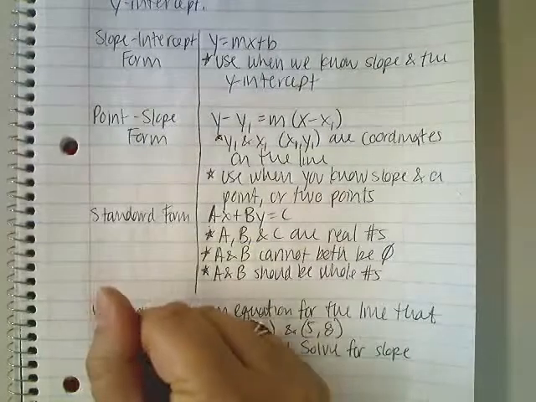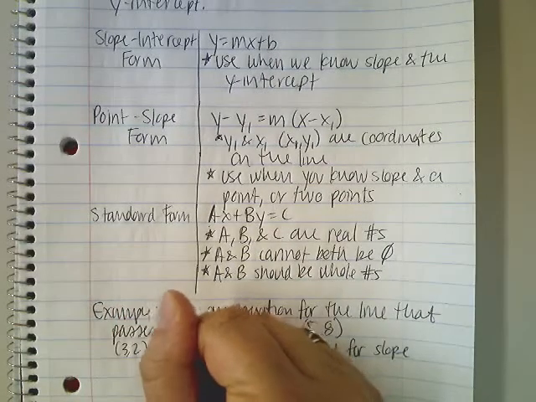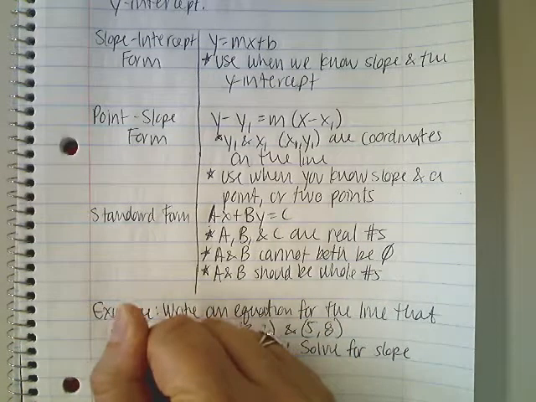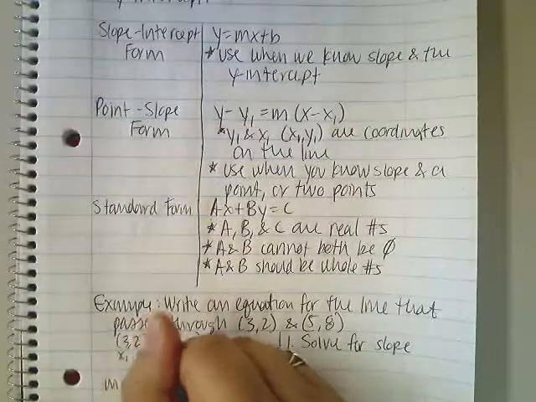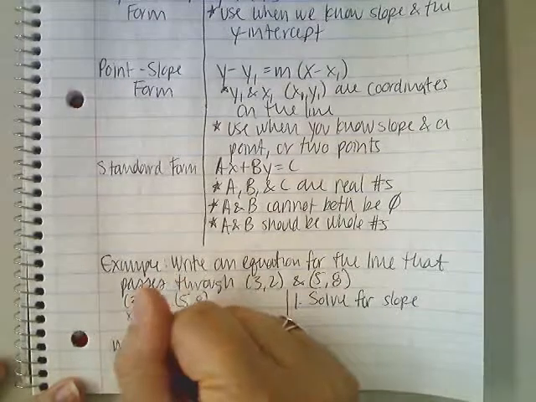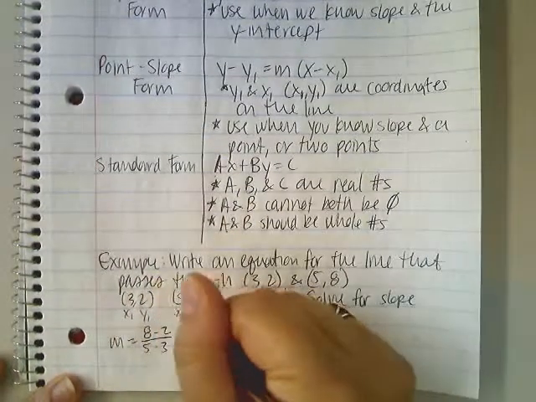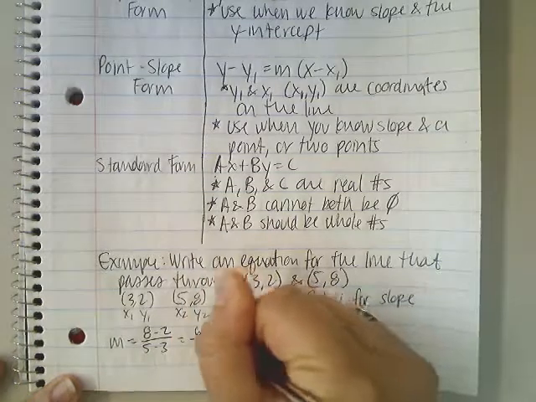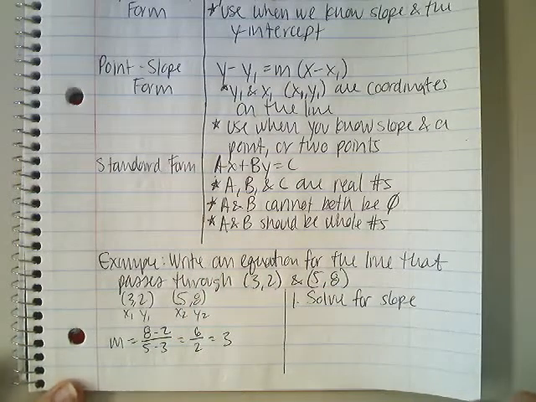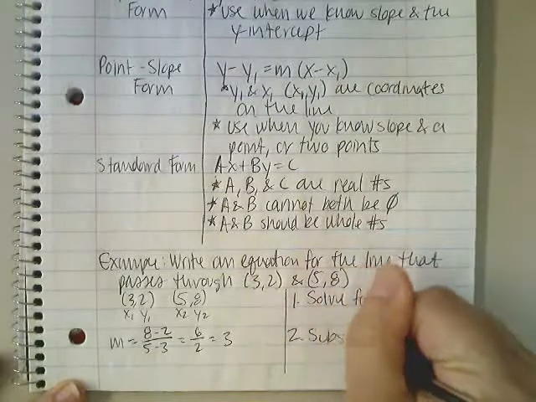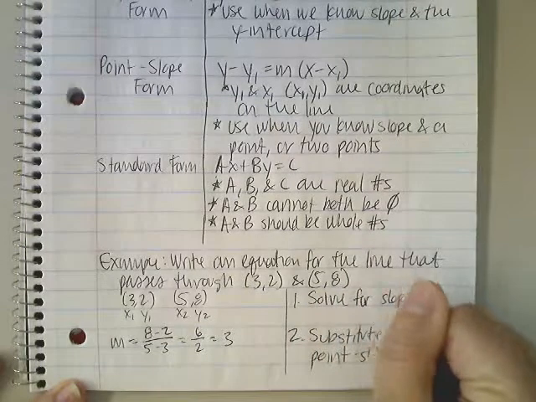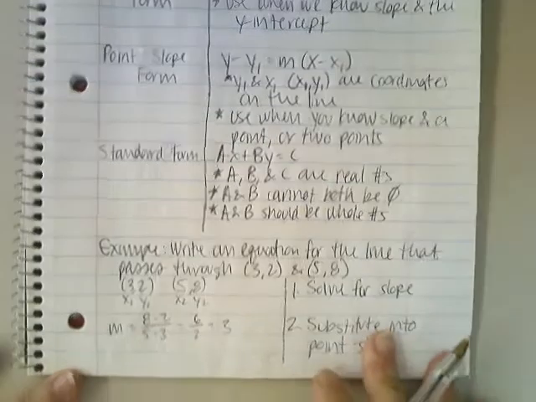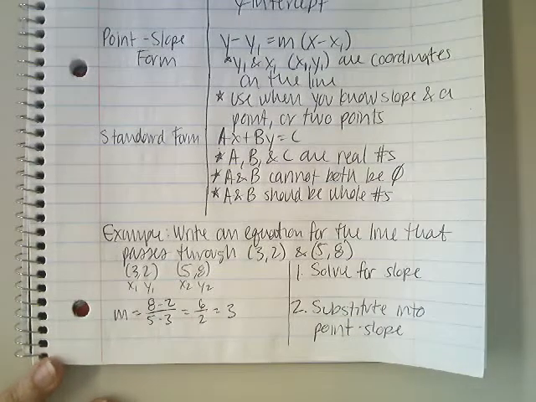So if I label my points, I have 3, 2, and 5, 8. I'll say x1, y1, x2, y2. So m is going to be equal to 8 minus 2 over 5 minus 3. If I simplify that, I get 6 over 2, which turns out to be 3. So my slope is 3. And now all I need to do is substitute that into point-slope. And what's nice here is since I have 2 points, I can use either of them when plugging into point-slope. So we have 2 possible equations that we can write given the information we have currently.